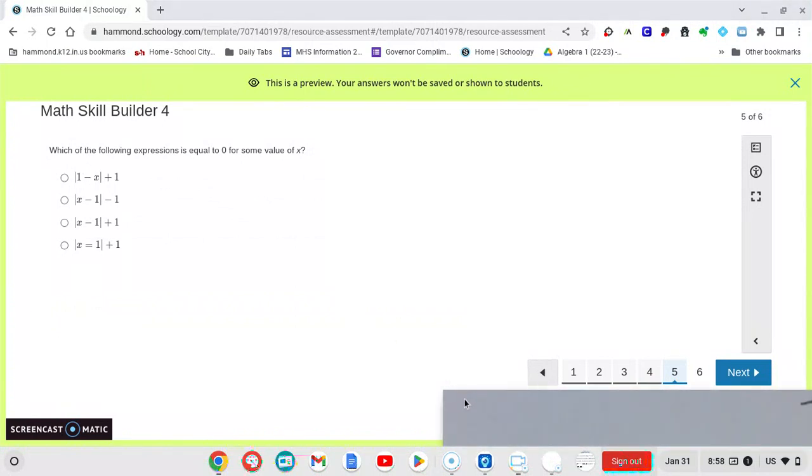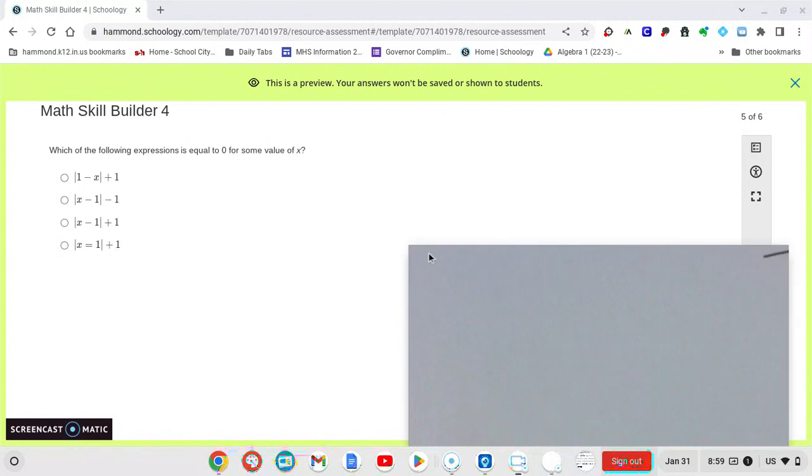So we're given 4 statements, and we're asked which of these statements is equal to 0 for some value of x. Well, each of these has an absolute value. 3 of them have the absolute value result plus 1. One of them has the absolute value result minus 1, and we're asked which of these can be equal to 0 for some input value of x.